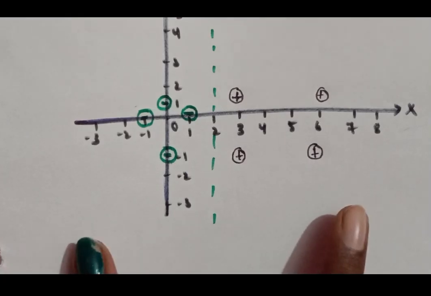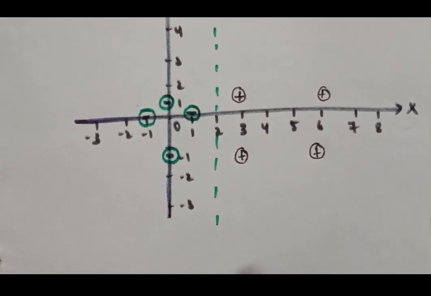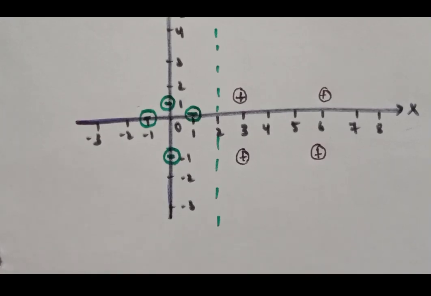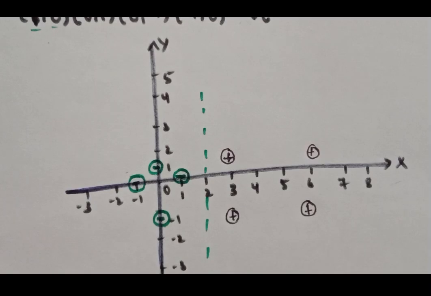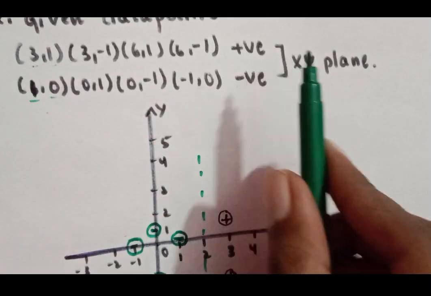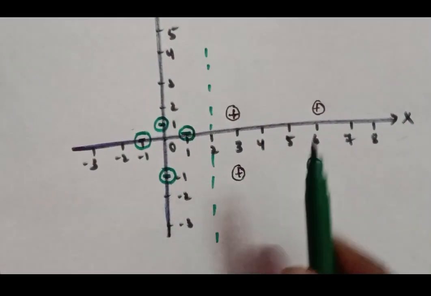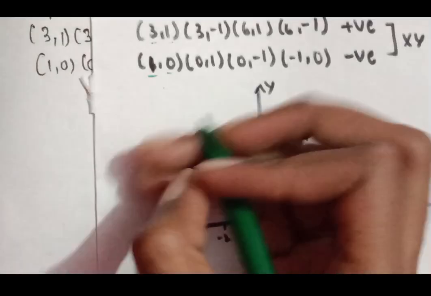So there is no conversion. If it is non-linear, you need to convert it from non-linear to linear. But here it is already a linear SVM, so it is easy to move to the next step. So this is our first step. After getting the given data points, you need to plot them on the x and y plane. So this is our first step.